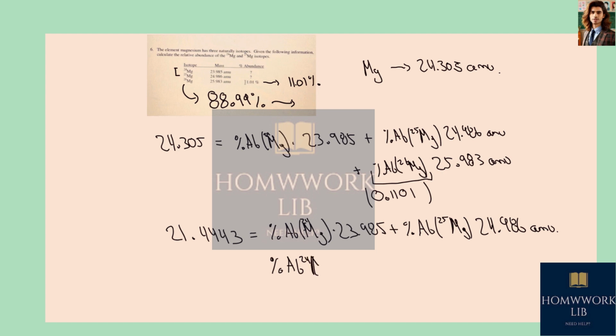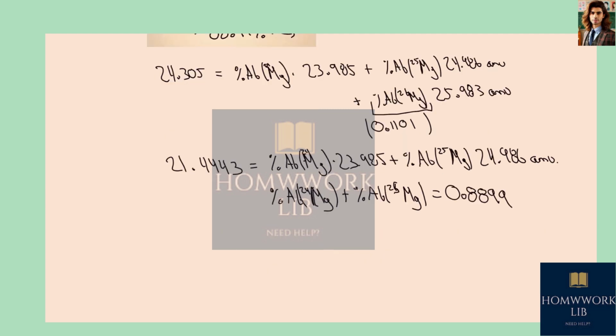So we're going to use this equation plus the auxiliary equation corresponding to the sum of the percent of abundances of the two isotopes that we have left, magnesium 24 and 25, needs to be equal to 88.99%, which in decimal corresponds to 0.8899. As you can see, we have a system of equations with two unknowns and two equations, so we can solve it by several methods.